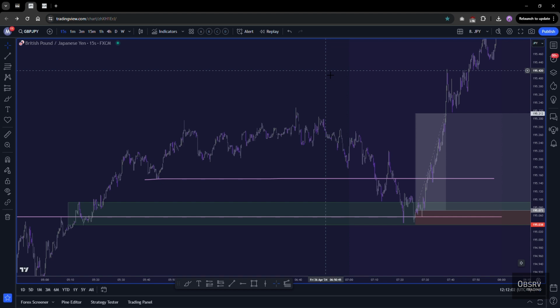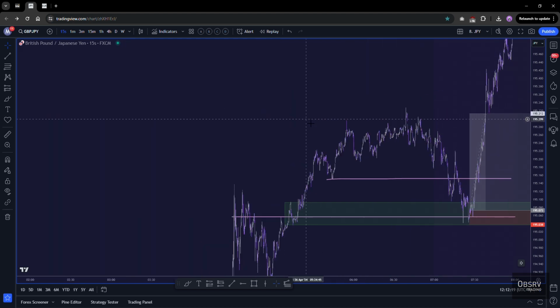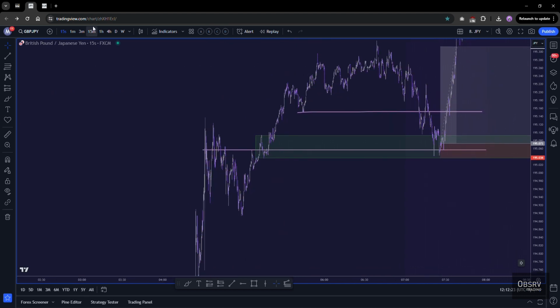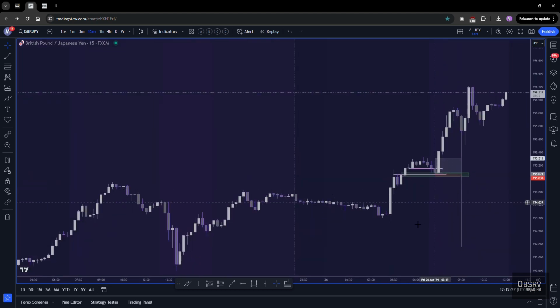So this is the trade. It was a trade following the news event that came out today on yens. It was the interest rate, which was followed by the press conference. We had a CPI at around 12:30 my time, but that didn't do very much. Let me just show you. So 12:30, that's when the CPI came out.